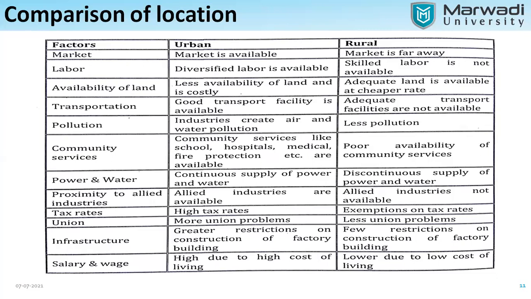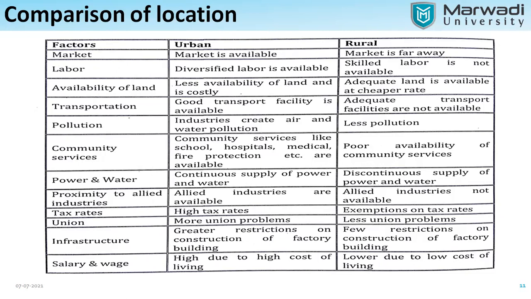And if you consider union, ये बहुत important point है, मैंने इसका example भी आपको दिया था कि more union problems are there in the urban areas, because in the urban areas a lot of political wings and all will be available easily, so there can be more indulgence of all these people in the industrial unions of the workers. So that is why in the urban areas more union problems are there, while if you compare the rural areas, fewer union problems are there.